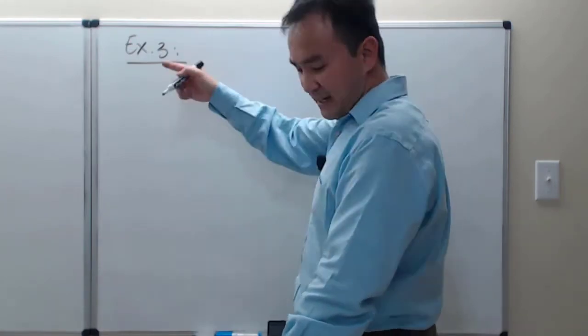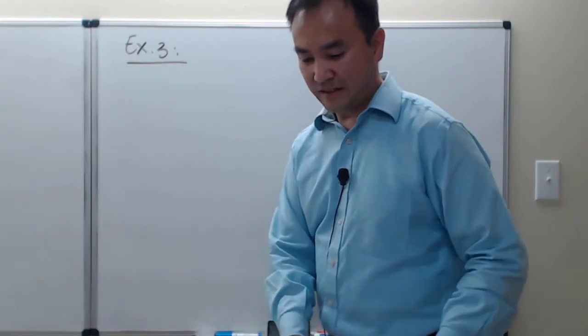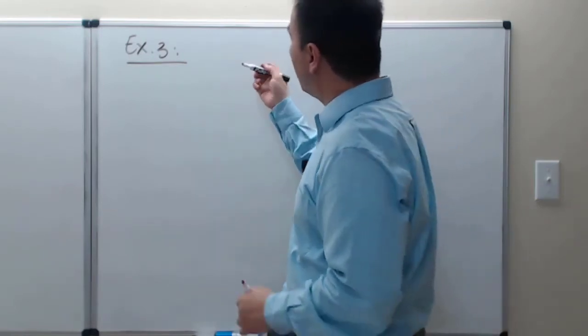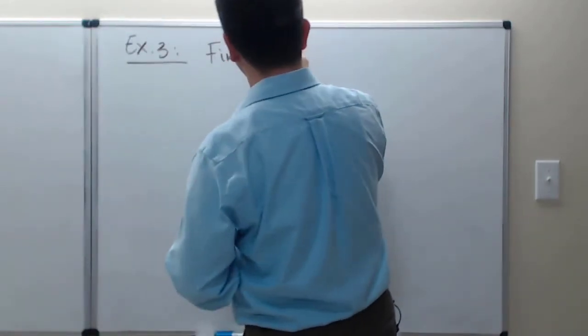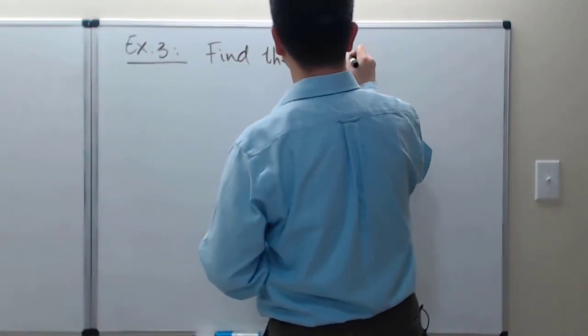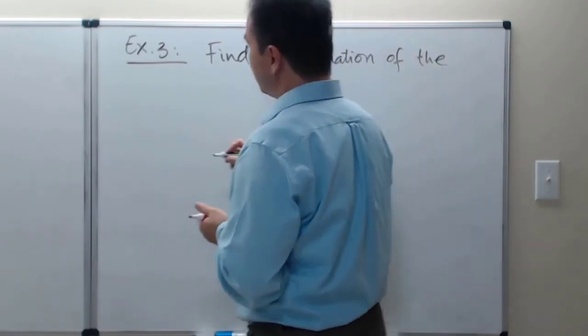Okay, so in example 3, now you can kind of see where I'm going. All right, so I want to find, and I want you to work along, the equation of the tangent line.